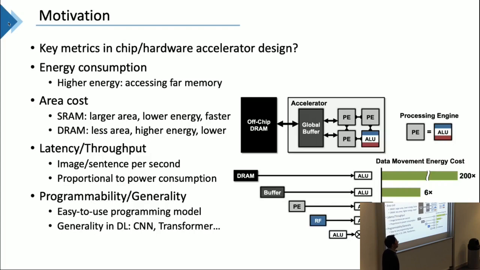This depends on the target application. As I mentioned in the first slide, you're not able to use high bandwidth memory in your mobile phone because there's an area constraint. So these are the key challenges: how to achieve high energy efficiency, low area cost, low latency, high throughput, and also good programmability. These are four key aspects you need to consider when you try to design this AI hardware.